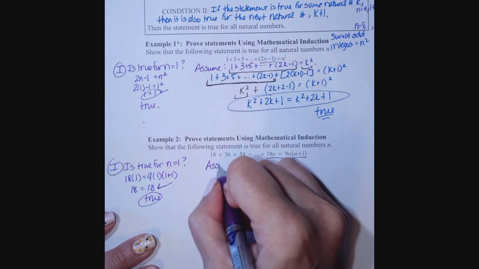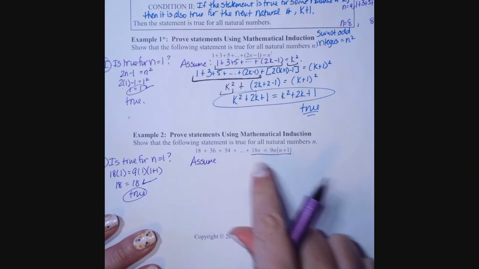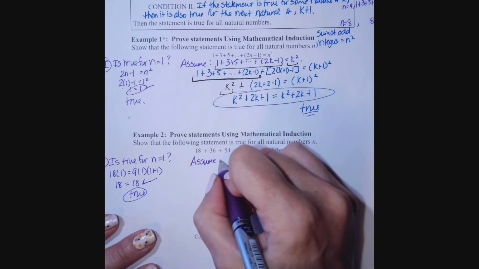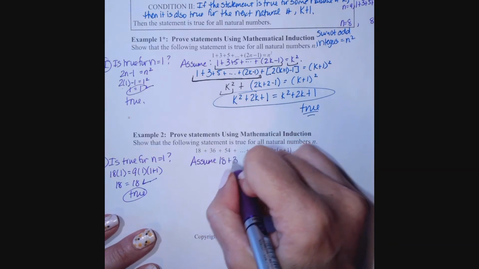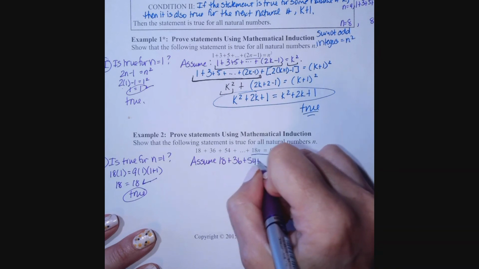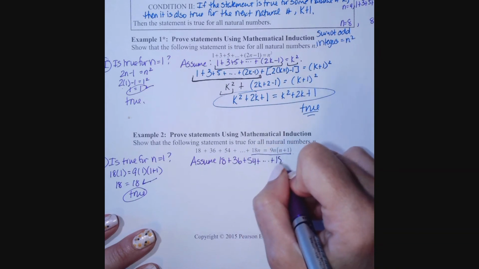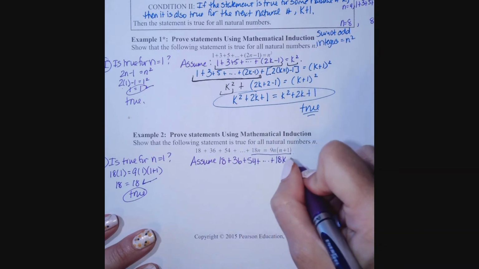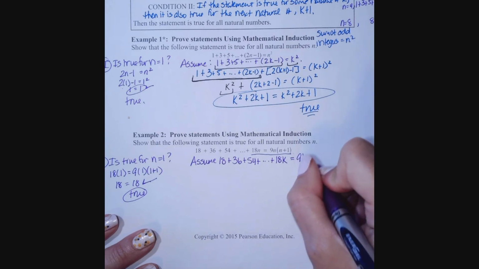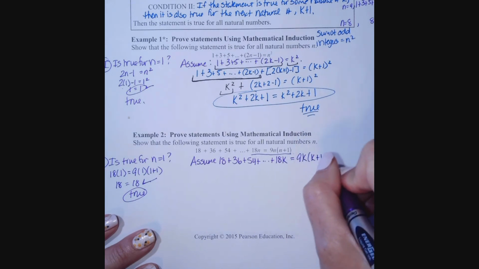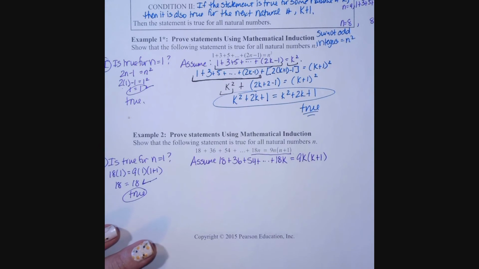For our second condition, we have to assume that we can replace n with k. So I would have 18 plus 36 plus 54 all the way to 18k, and that would be equal to 9k times k plus 1. So that's my assumption.